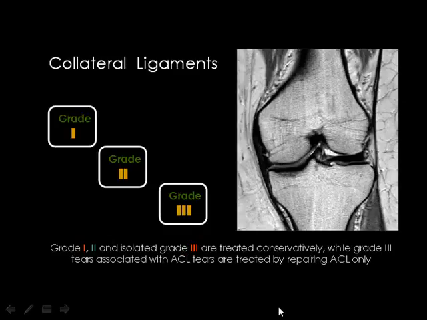Then finally you came to the collateral ligaments. And the collateral ligaments, we have the medial and the lateral. The medial one is very close to the bone, and for the lateral one, you should see the head of the fibula in order to know the lateral collateral ligament. Then we have 3 grades of injury of these collateral ligaments.